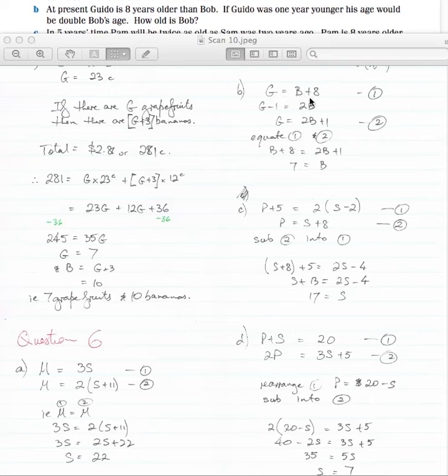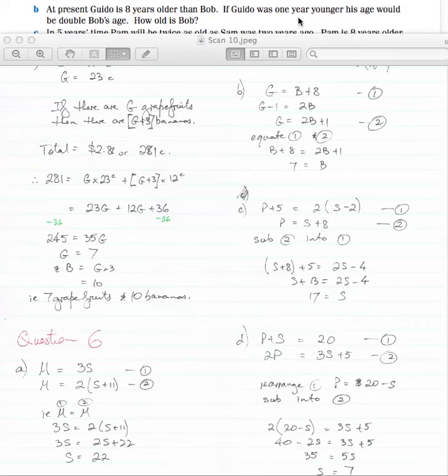The plus 8 goes over here. Okay, the temptation is to say G plus 8 equals B, and it's not correct because at present he is older than Bob. So we need to add 8 to Bob's age to make Bob the same age as Guido. So that's our first statement.